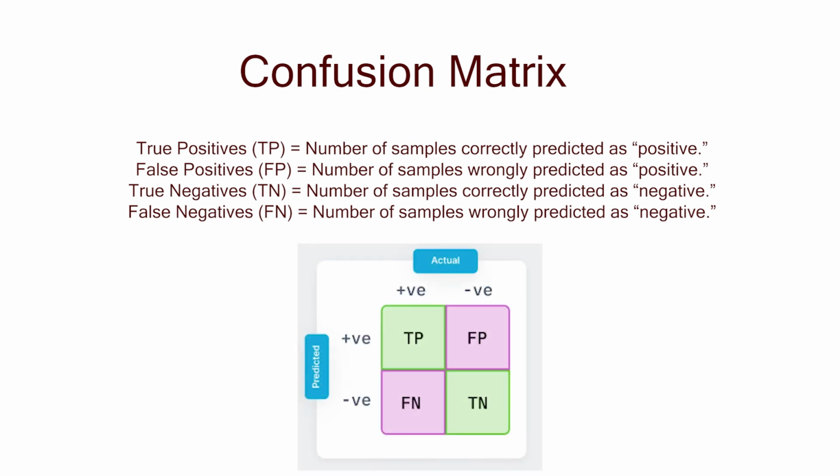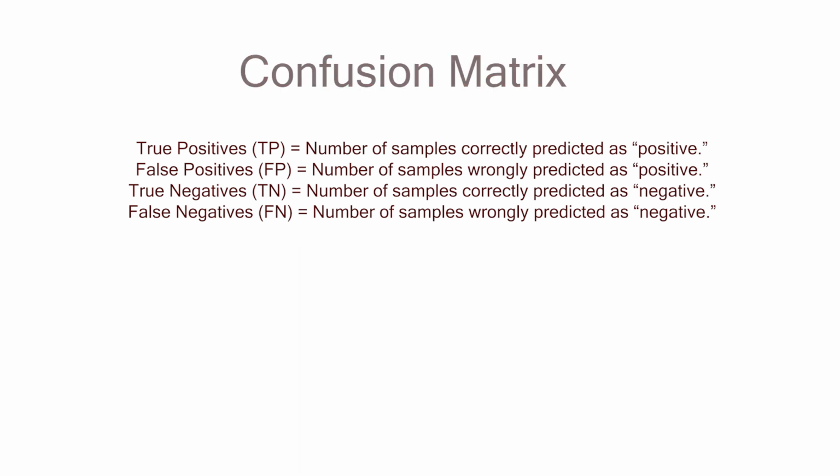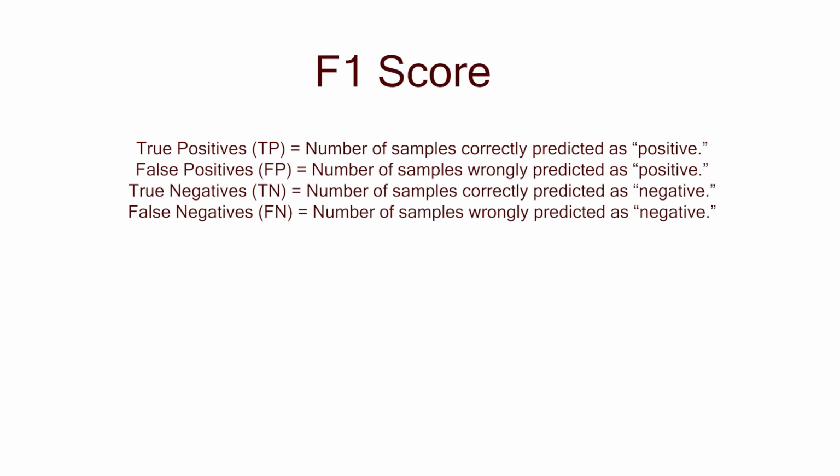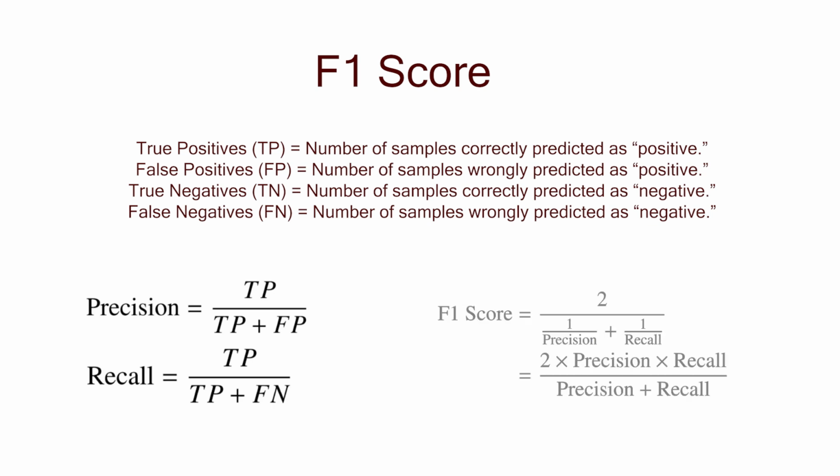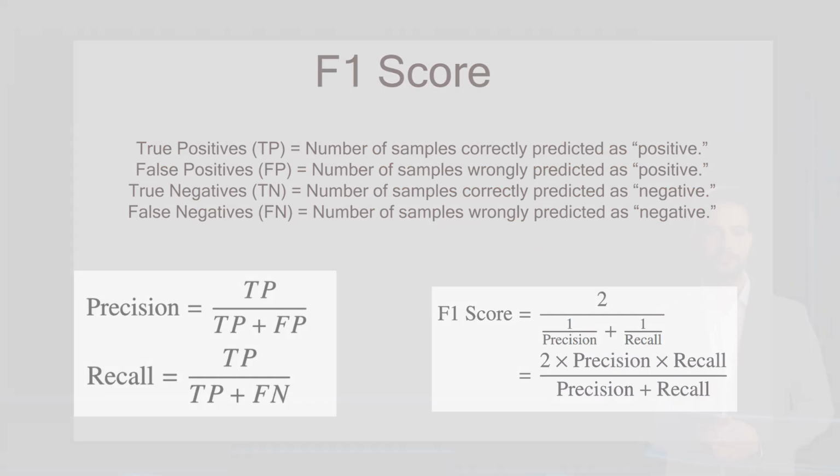Using the components of the confusion matrix, we can define the various metrics used for evaluating classifiers: accuracy, precision, recall, and F1 score. The F1 score is defined based on the precision and recall scores, which are mathematically defined as follows. The F1 score is calculated as the harmonic mean of the precision and recall scores as shown below. It ranges from 0 to 100%, and a higher F1 score denotes a better quality classifier.